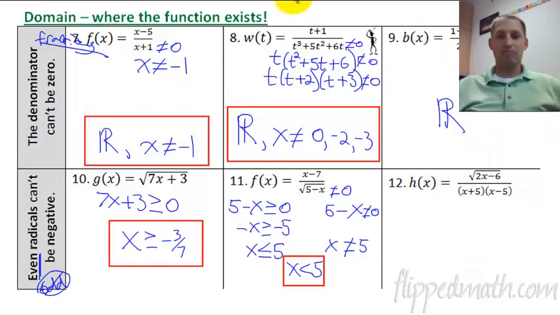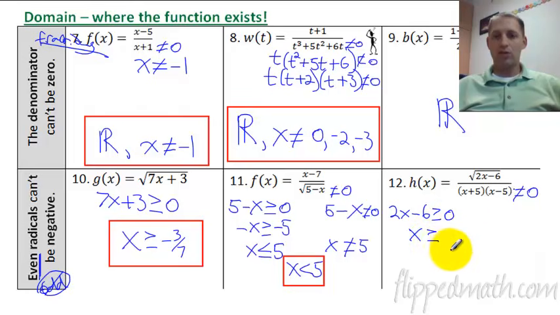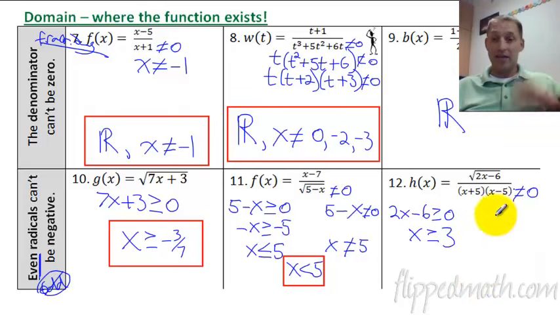Let's do the same type of thing. We say that the bottom cannot equal 0, and whatever's under the radical has to be greater than or equal to 0. Let's do the radical first. 2x minus 6 greater than or equal to 0. Solve that and we end up with x greater than or equal to 3, since we added 6 and divided by 2. So x has to be greater than or equal to 3. Next, you solve the denominator and you get x cannot equal negative 5, and it also cannot equal 5. So you subtract the 5, add the 5. It's these two things here.